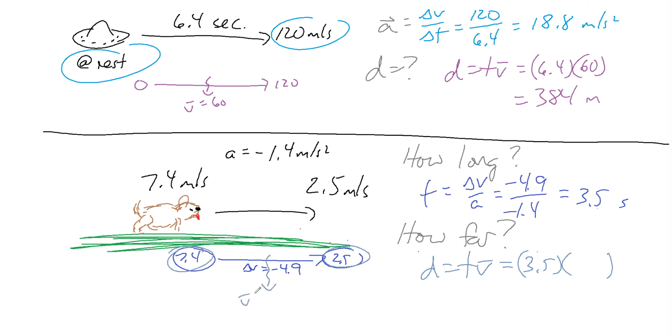So you can just take the 7.4, add the 2.5, just add up the two v's, divide by 2, and that will give you your average v. If I do that, it's 4.95. It's actually really close to change in v, but that's purely by coincidence. So 4.95 is the average v. I'll take that 4.95 and times it by the 3.5 seconds, and my dog went approximately 17.3 meters for the situation.